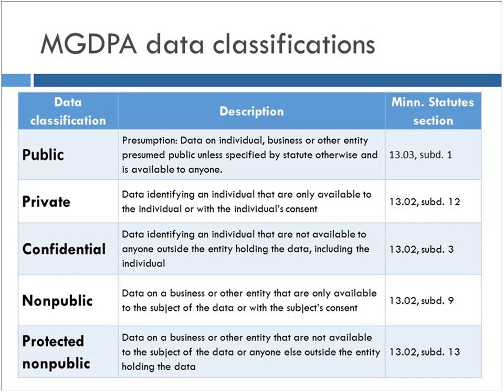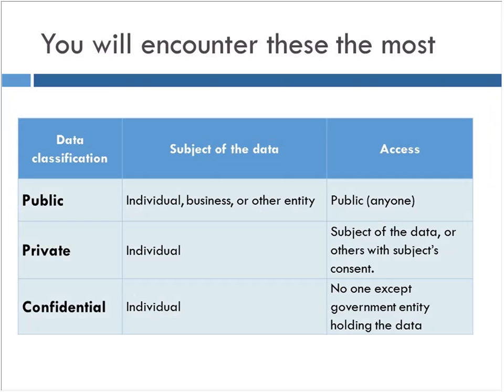But I really wanted to just focus on the ones that you most likely will be dealing with, which are these three classifications. It's either public, which means that it could be public on an individual, business, or other entity, and anyone can access that public data. It can be private, and we're talking about individual data, and the access to that data is limited to the subject of the data, or others who the subject has consented to have the data, or it could be confidential on that individual, which means no one besides that government entity that has it can see it.